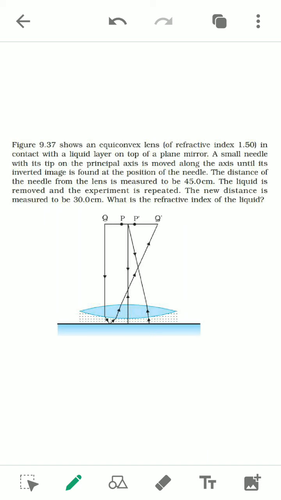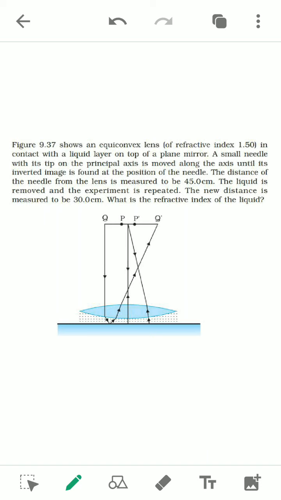Now why are the object and image coinciding at the same point? Because after reflecting from the mirror, the image is formed at the same place as the object. Here we have to calculate the refractive index of the liquid. We will take the refractive index of the liquid as N2, that is the question mark. Here the radius of curvature of the lens is not given.